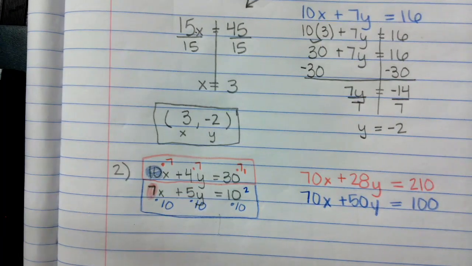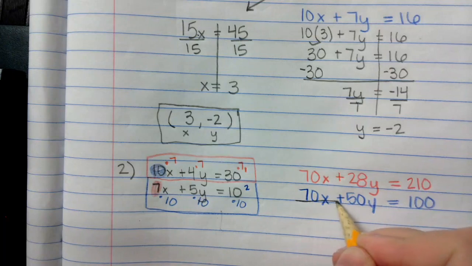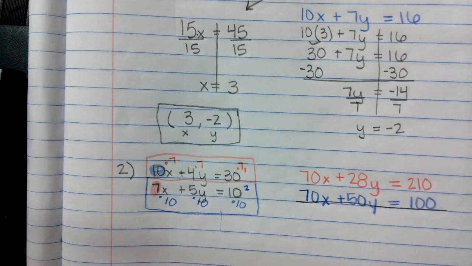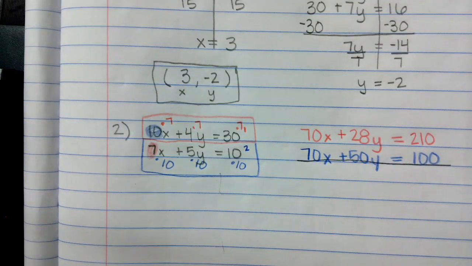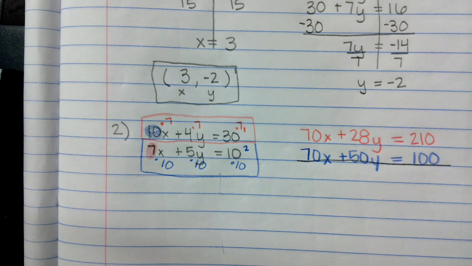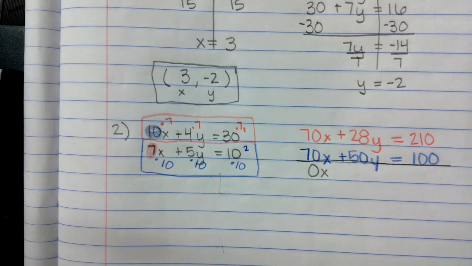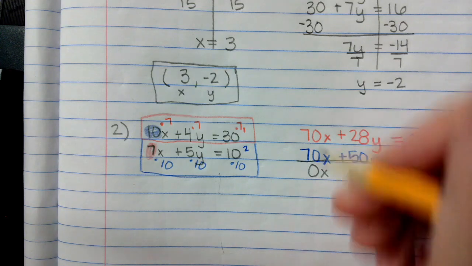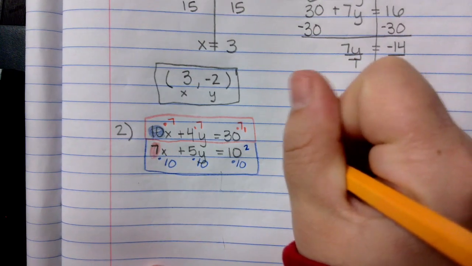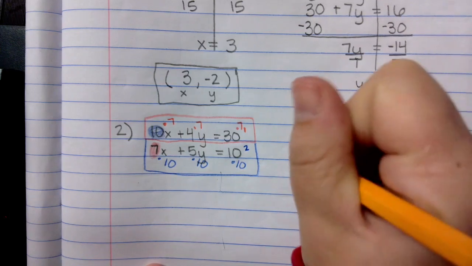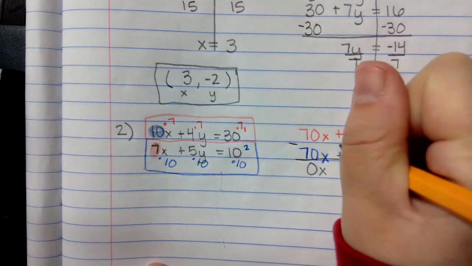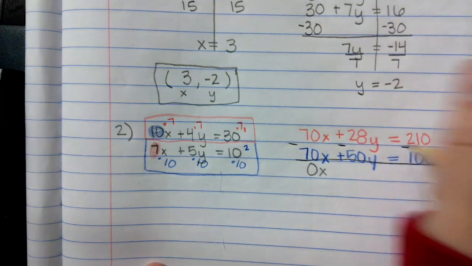At this point, it's just like yesterday. So now when they're lined up, are we going to eliminate our x's or eliminate our y's? X's. So I want to get to a 0x. So we need to decide, are we going to do 70 plus 70 to get 0 or 70 minus 70? Minus. When they're the same, we have to subtract. So I'm going to put a minus there. That's the only place that you have to put the minus. I like to put the minus everywhere else as well. That helps me.